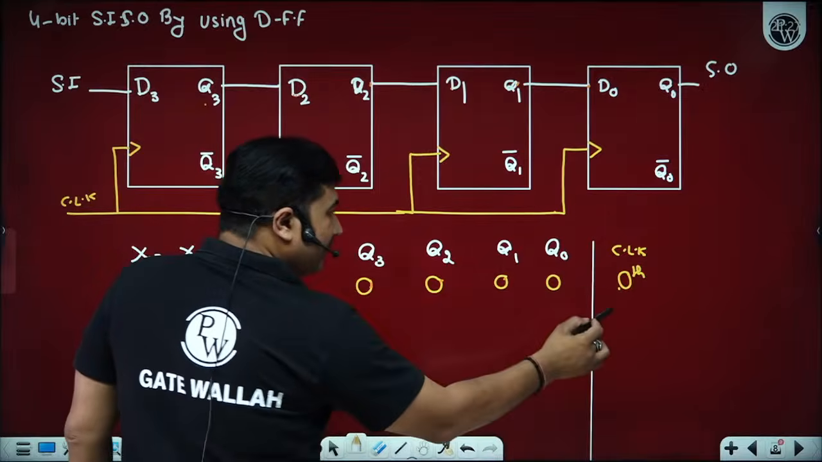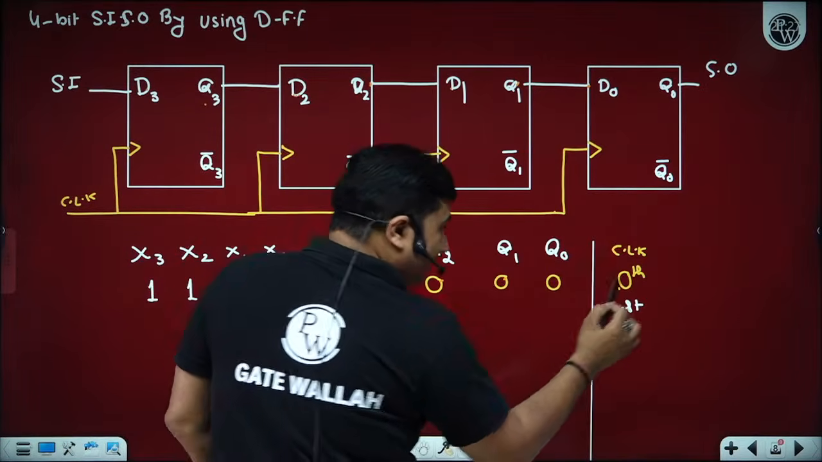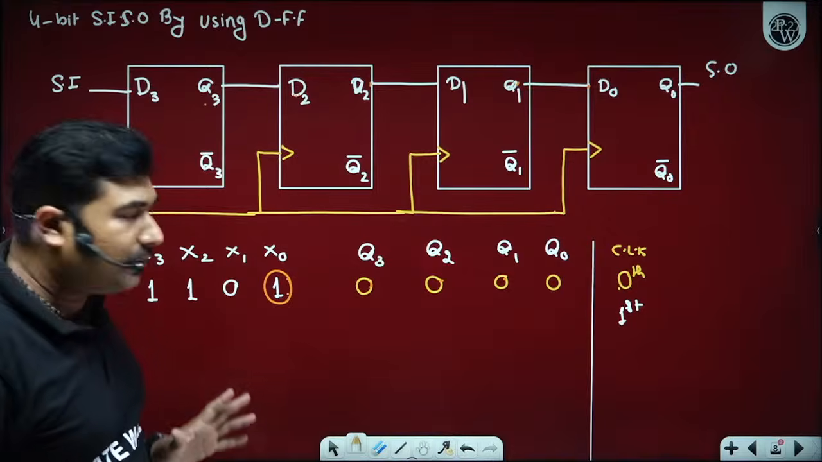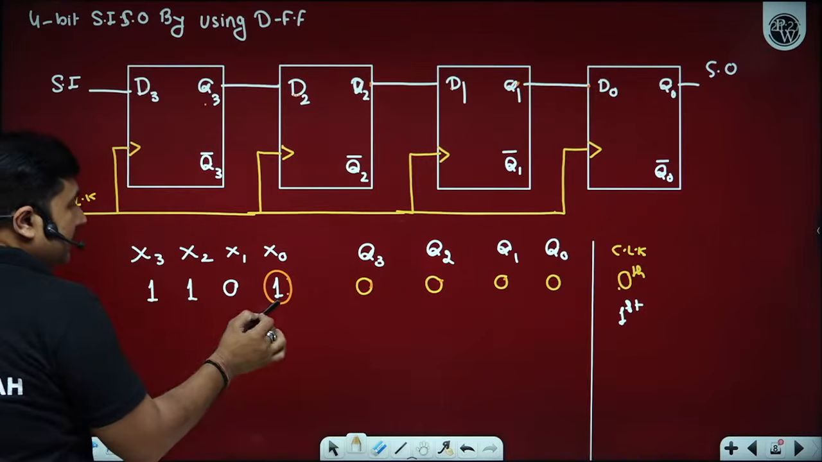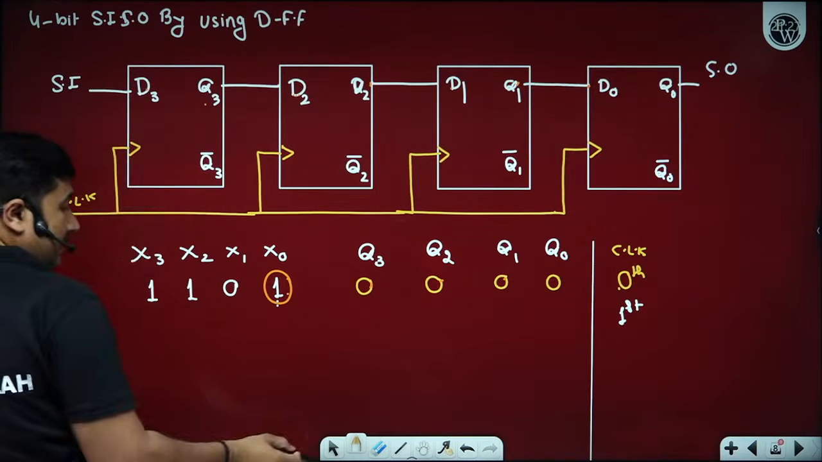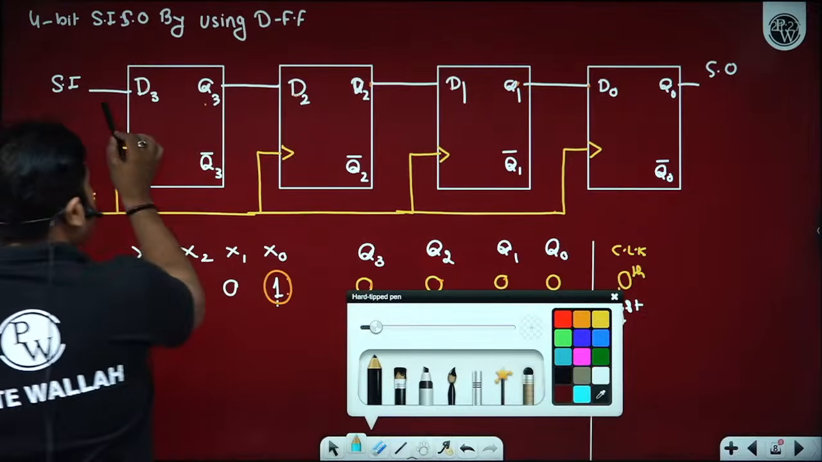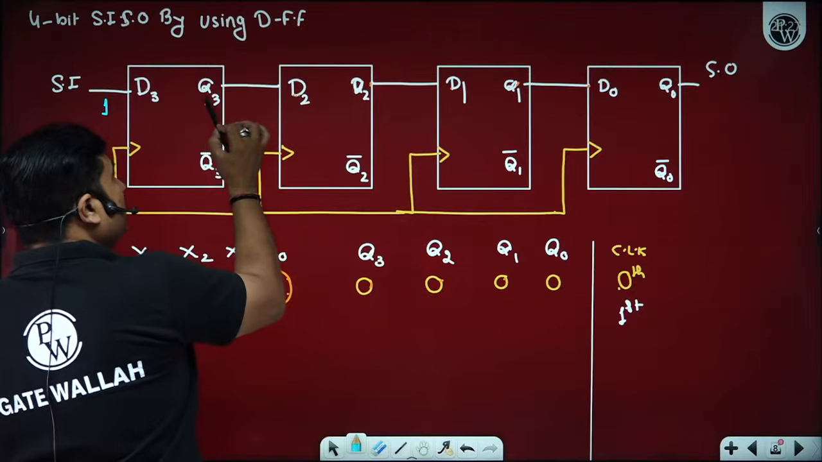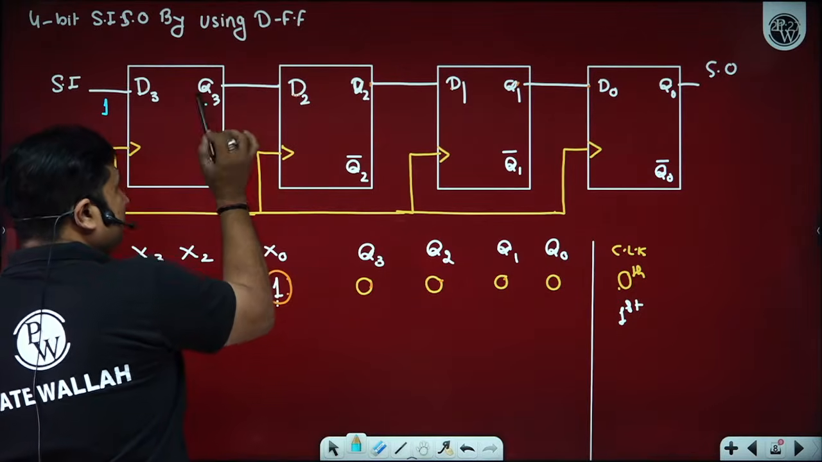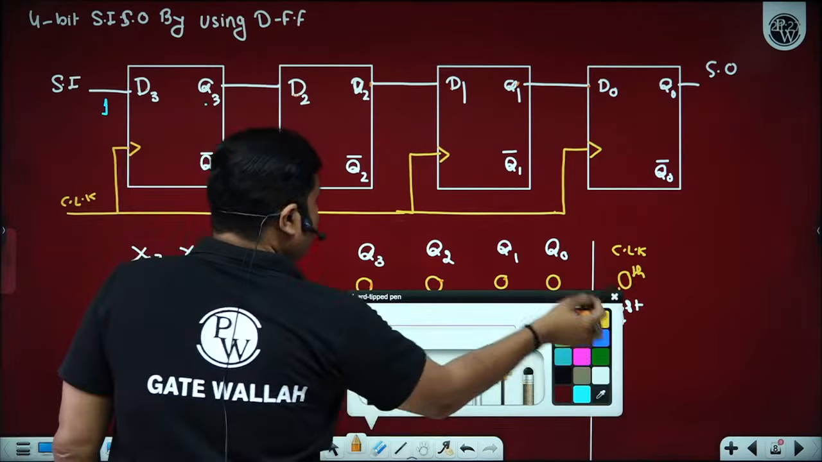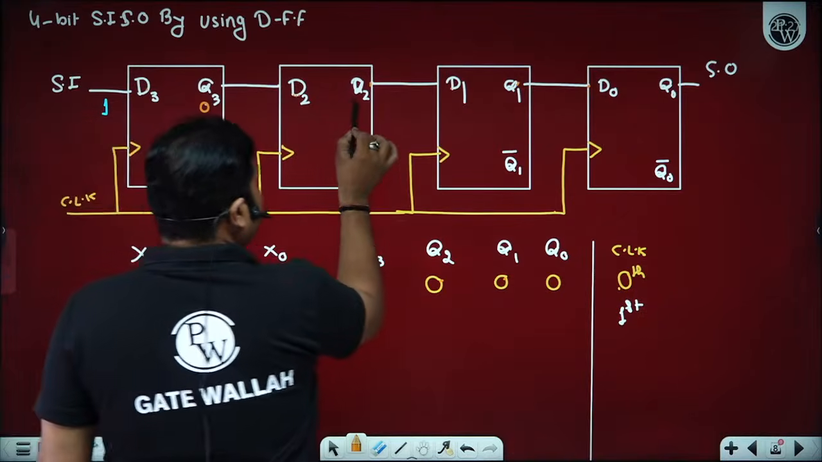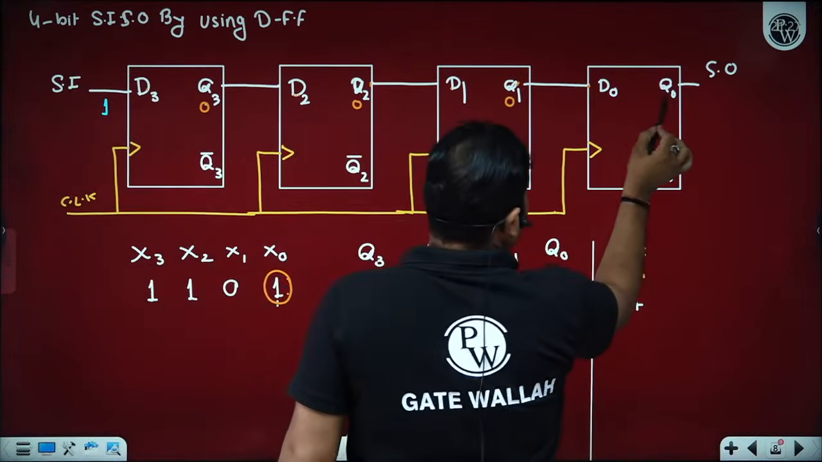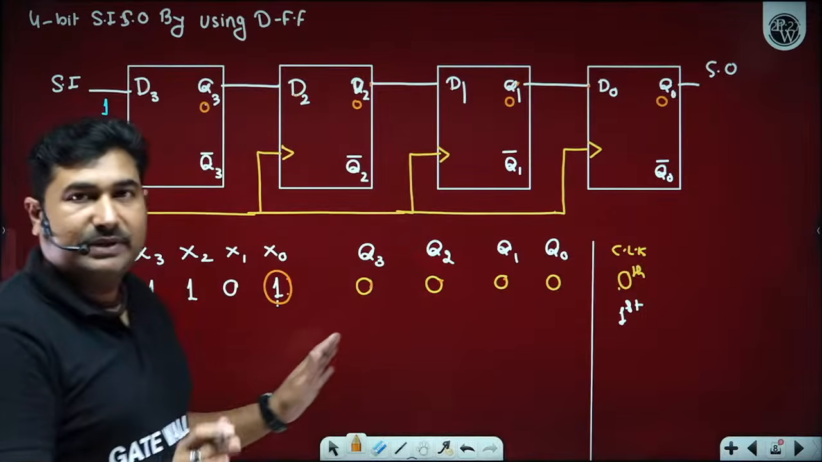Before applying the first clock pulse, first find the input to all flip-flops. So what is the input to D3? We know the input to D3 is logic level 1. That is X0. The input to D2 is whatever data we have at Q3. Presently we have the data 0, 0, 0, 0. Okay, all the register is empty.